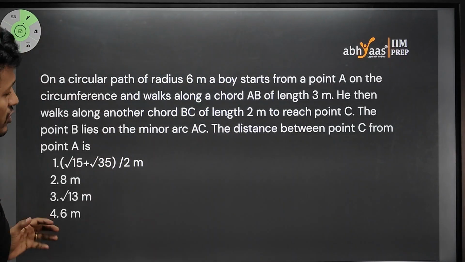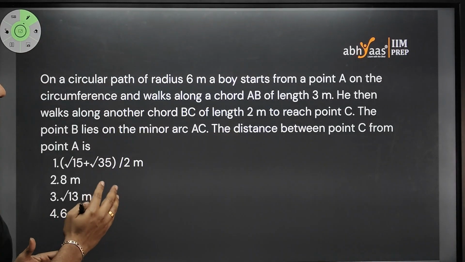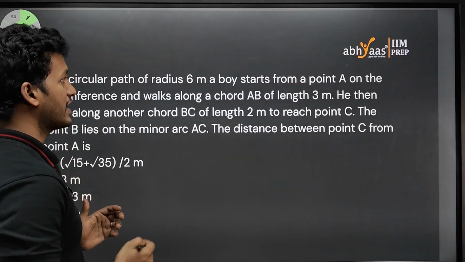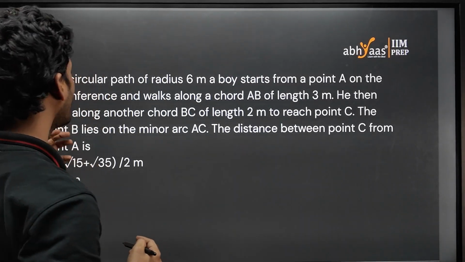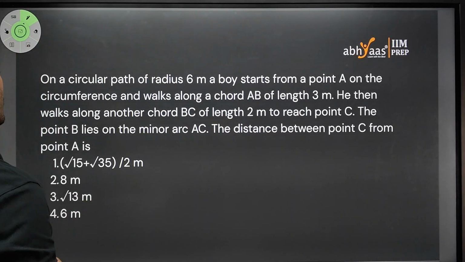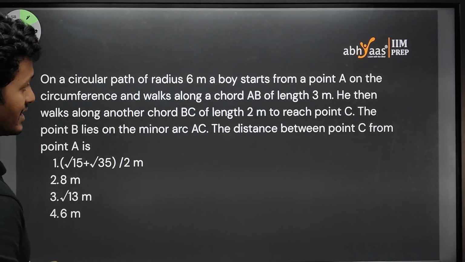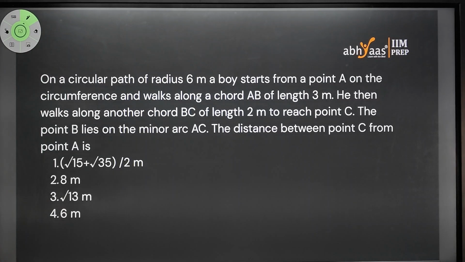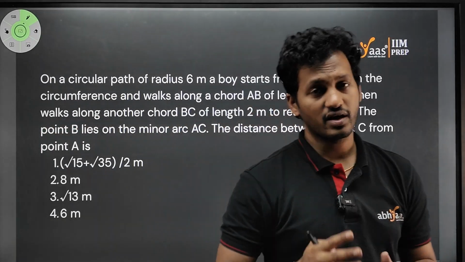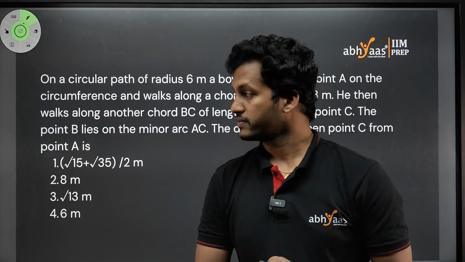On a circular path of radius 6 meters, a boy starts from point A on the circumference and walks along a chord AB of length 3 meters. He then walks along another chord BC of length 2 meters to reach point C. Then point B lies on the minor arc AC. The distance between point C and point A is. So here, again I am saying, imagination is the key point.